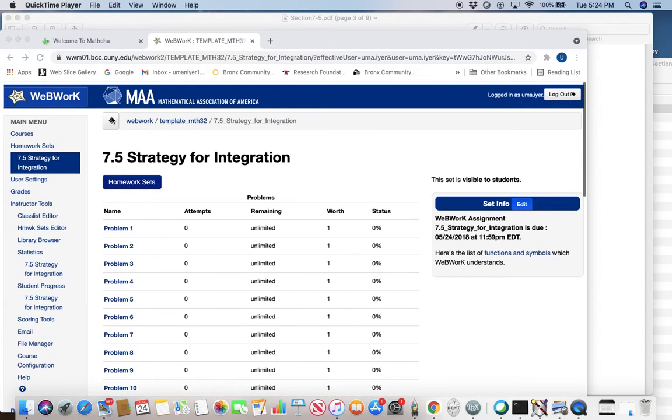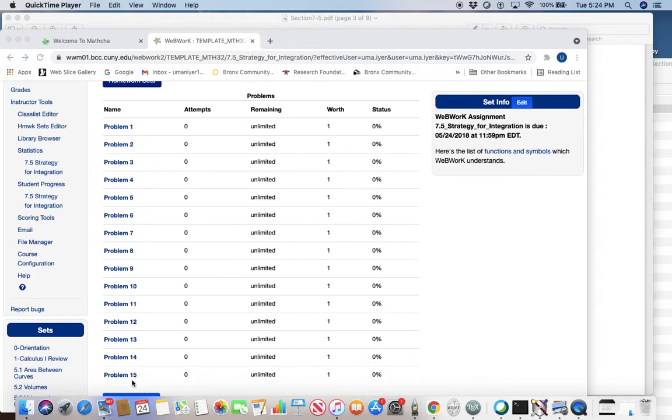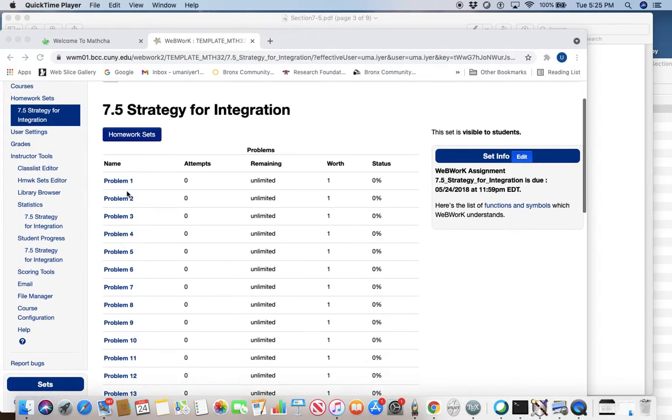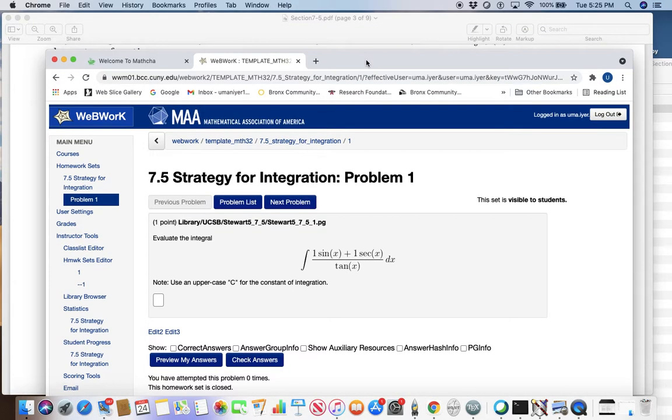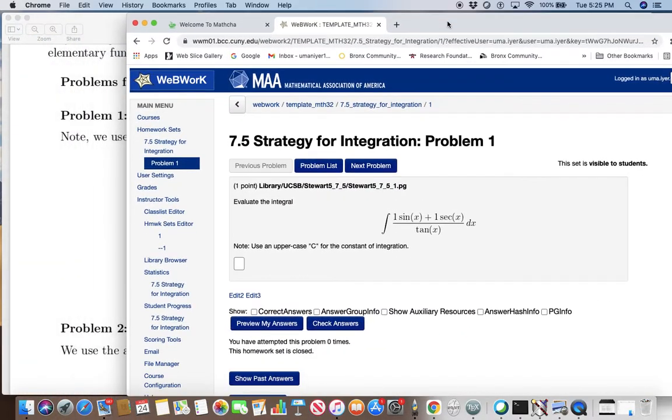Section 7-5 from WebWork. There are 15 problems in this section. Let's go over those one by one. Problem 1. Evaluate the integral of (sin x plus secant x) over tan x dx. Okay, so let's go over this.